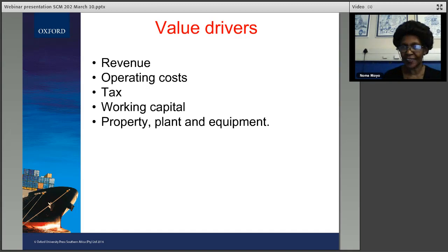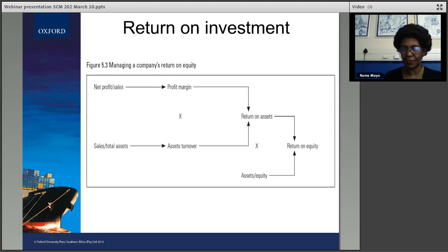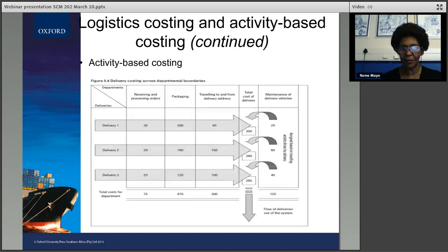What are the value drivers? Value drivers are revenue. The higher the revenue, the higher the value. Operating cost reduction will also lead to profits that will add to value. Then tax: if taxes can be less, then wealth will be created. And then again, utilization of property, plant and equipment, these are non-current assets. So that's a value driver if it's utilized to its maximum.